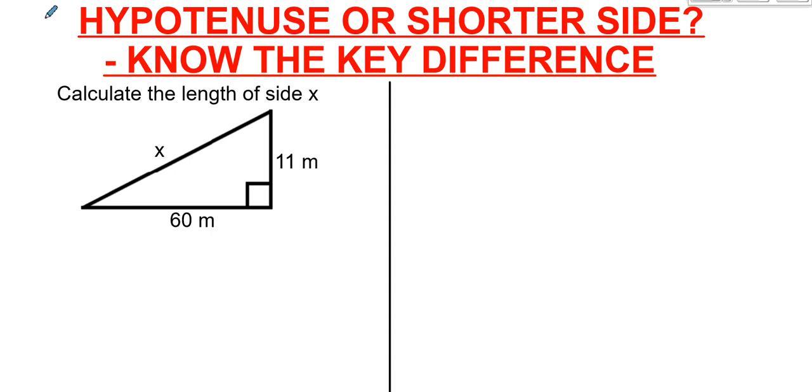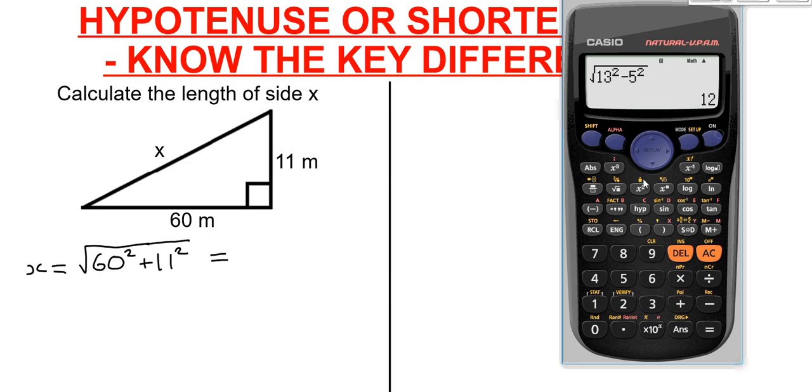So, hypotenuse or shorter side. You need to know the key difference between finding one or the other. What I've got for you here is this triangle, which is 60, 11, and x. If we're finding the length of side x, which in this case is the hypotenuse, x would be the square root of 60 squared plus 11 squared. If we were to try that, 60 squared plus 11 squared gives us 61.